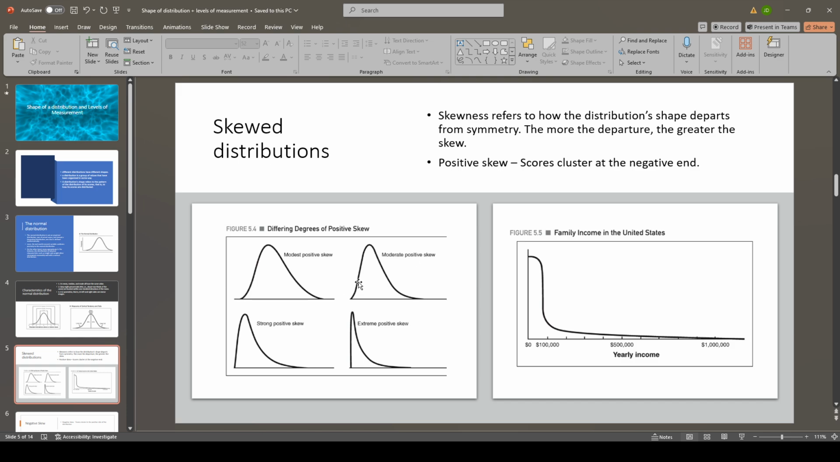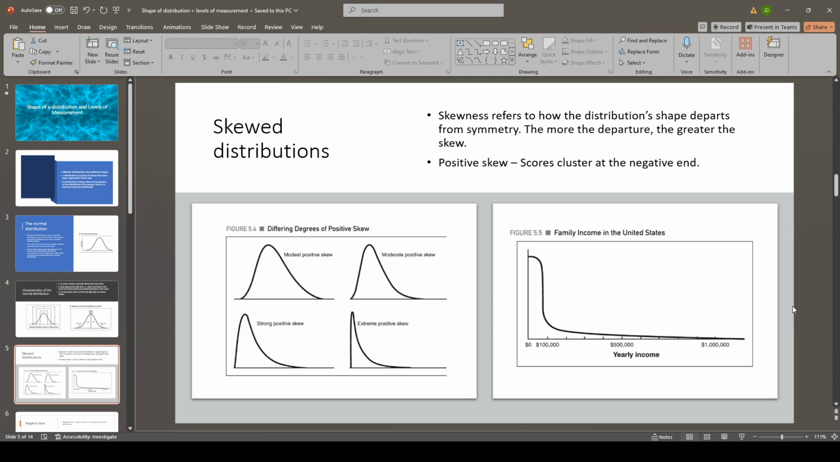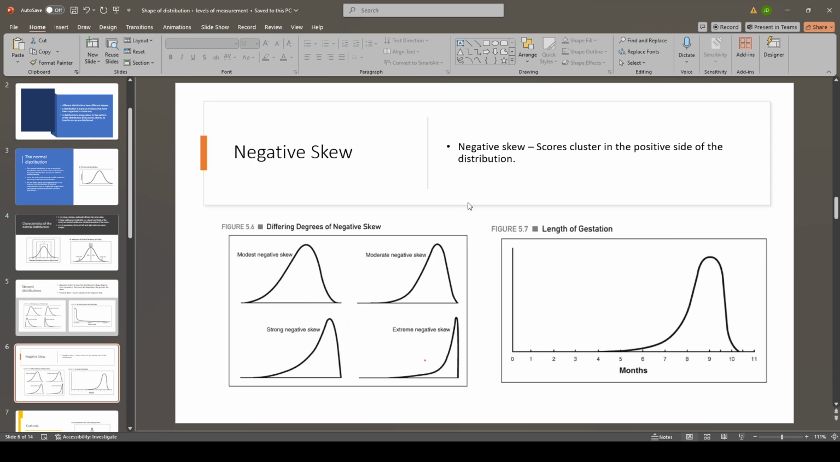The way you tell skew is where the tail is, right? Recall that the tail is equal on both ends for a normal curve. Well, on this end, the tail is very long on the positive side. Therefore, this is a positive skew. The more the tail drags towards the positive, the harder the skew. Negative skew is technically the same thing, except in reverse. So the tail is on the negative end.